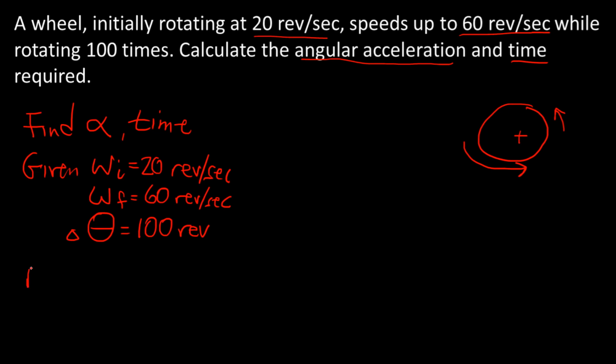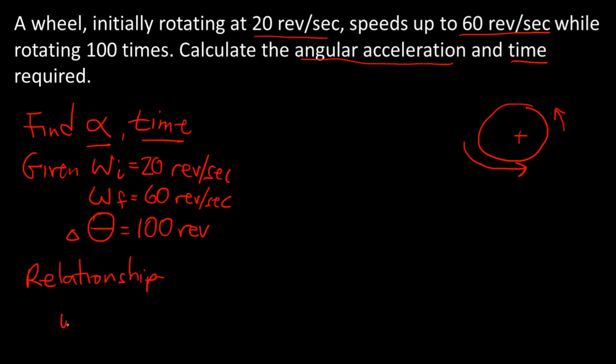What type of relationship do I have? Look at this. I don't have a time, but I have an initial and a final velocity, and I've got a distance. So it looks like we can use our favorite kinematic equation to figure out some of this stuff, and we'll come back and figure out time. Okay, so let's go with that.